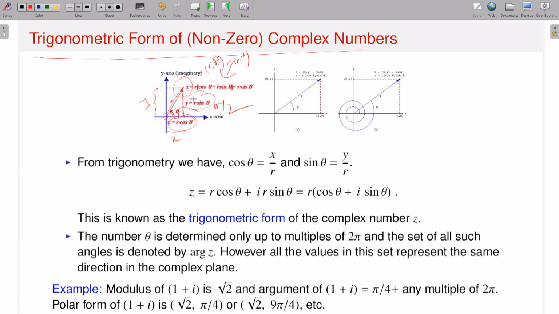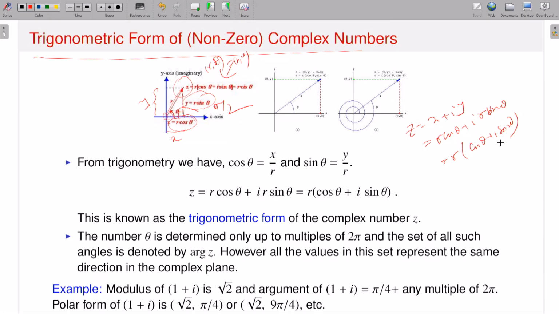That is exactly what I have written. So the complex number Z is equal to x plus iy, where x is equal to r cosine theta and y is equal to r sine theta. So you just take r common, and this is r times cosine theta plus i sine theta. That is the representation of the same complex point in the complex plane, but this representation is known as the trigonometric representation.